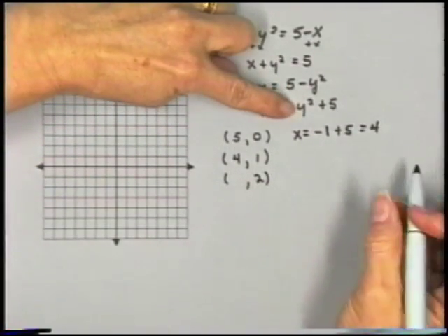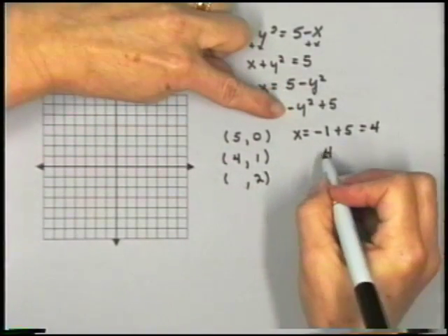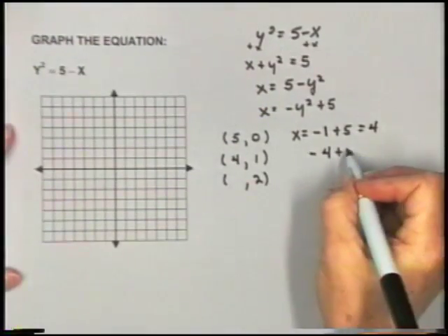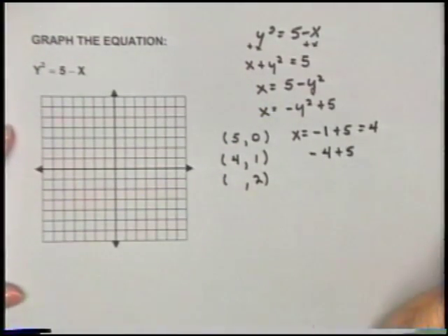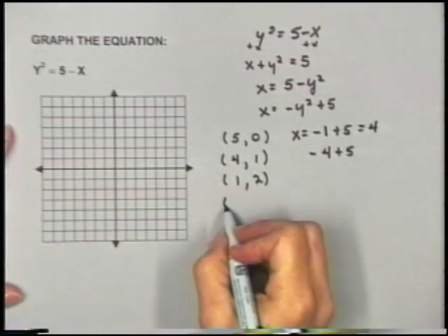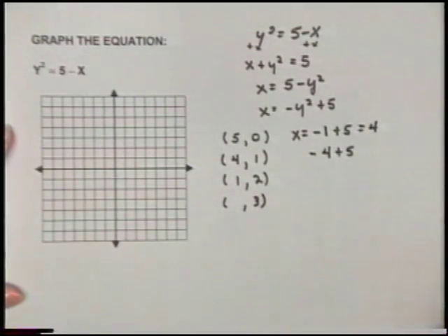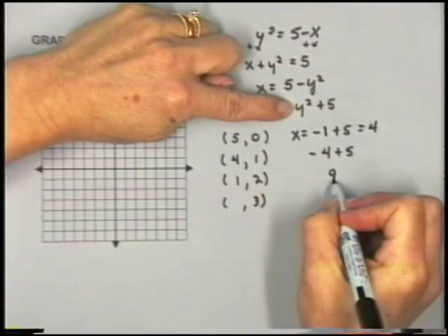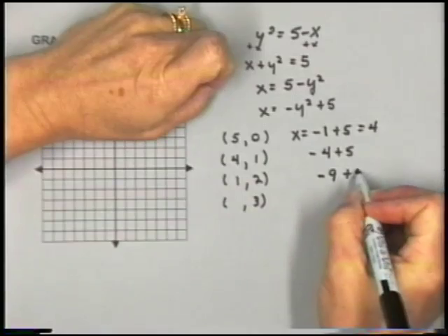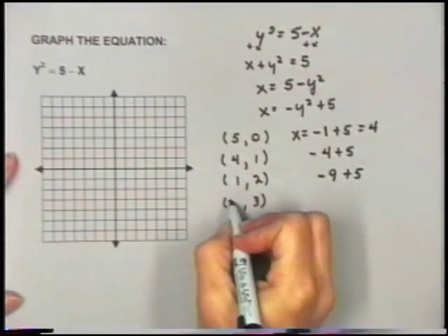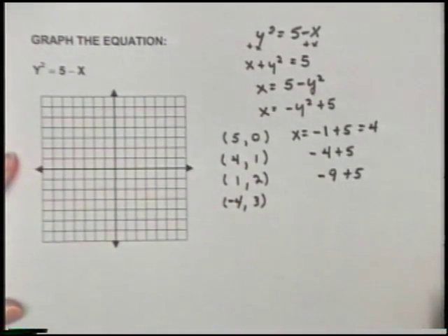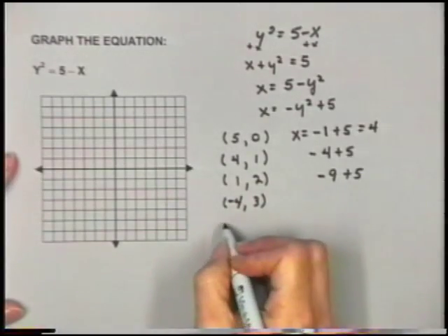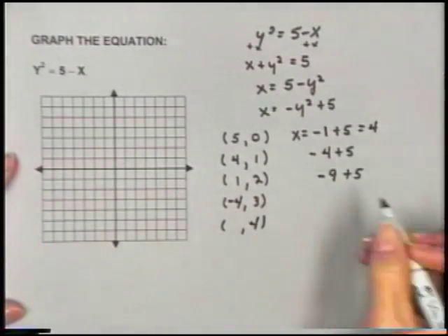Well, let's choose a 2 for y. Again, remember, you're going to square 2 first. That gives you a 4. Then you're going to do the negative and plus the 5. So what are we going to get here for x? We're going to get a positive 1. Well, let's try 3. We're working out pretty good so far. If y is a 3, we square 3 and get 9, then do the negative and plus 5. Negative 9 plus 5 is a negative 4, isn't it?